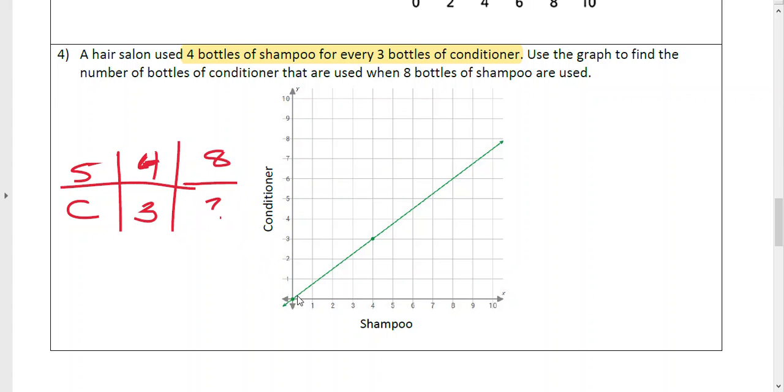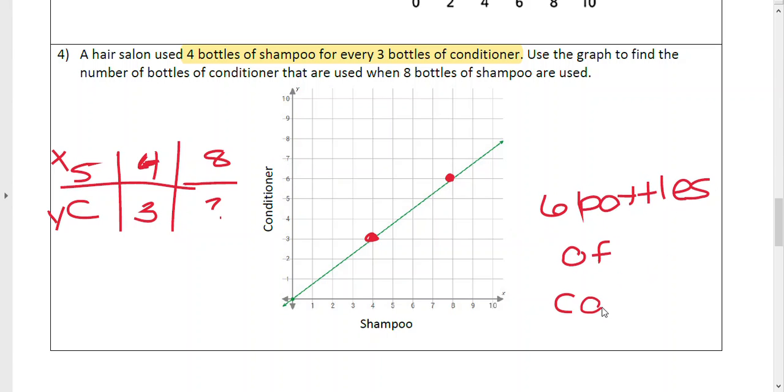So I'm going to use the graph here. Remember, the top one is X and the bottom one is Y. So shampoo, I'm going to go to 4 to 3, and they have that on the graph for us. Now I need to go to 8. So, well, 8 matches up with 6 of the conditioner, so I'm going to need 6 bottles of conditioner. That's how you solve that one.